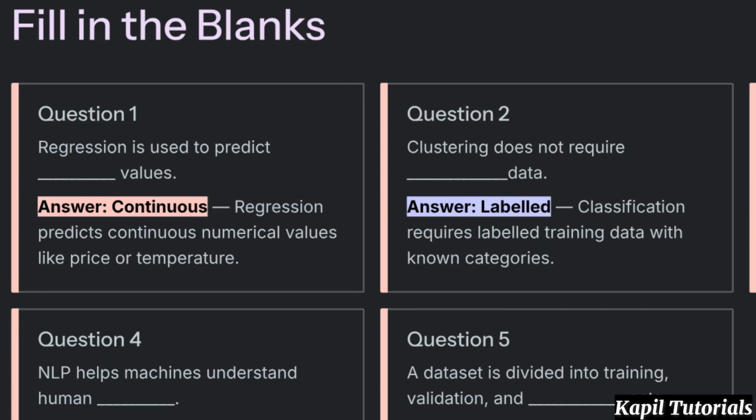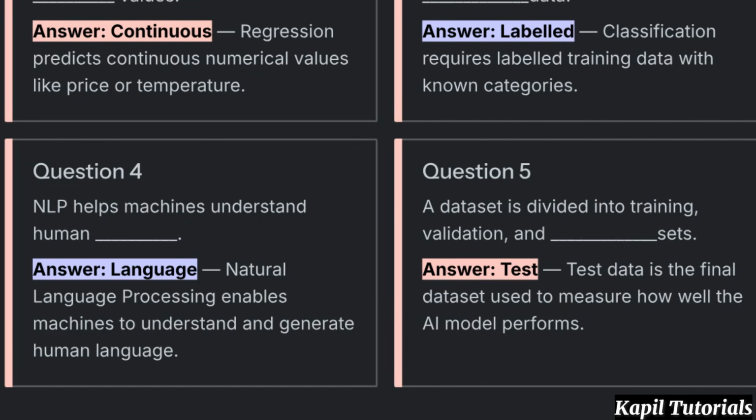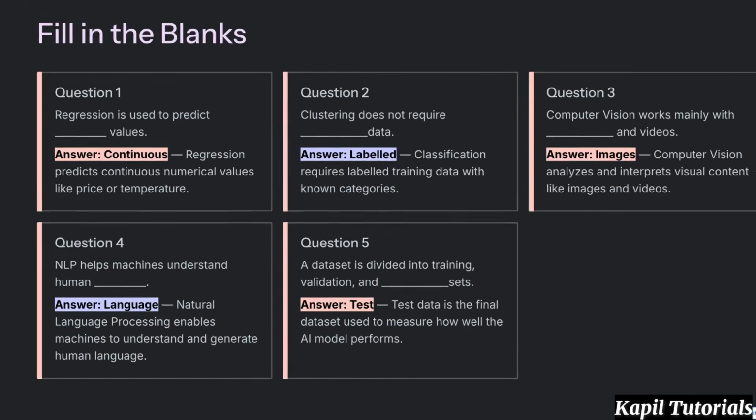Next, let's complete these fill-in-the-blanks. Regression predicts continuous values. Clustering works without labels. Computer vision processes images and videos. Natural language processing, or NLP, focuses on human language, and a dataset is divided into training, validation, and test sets.